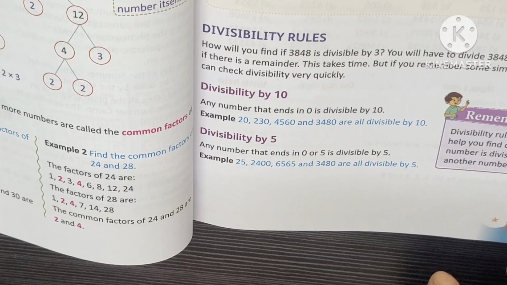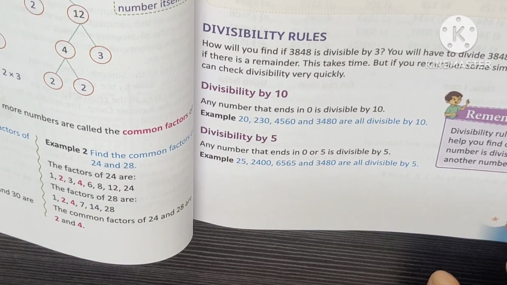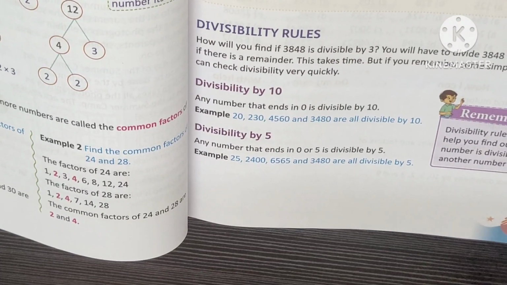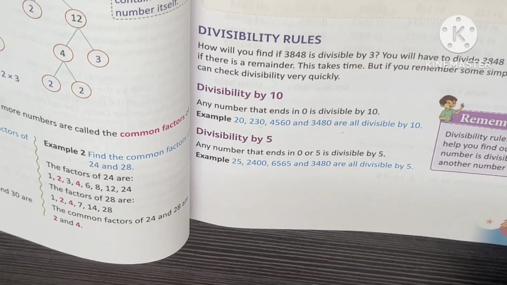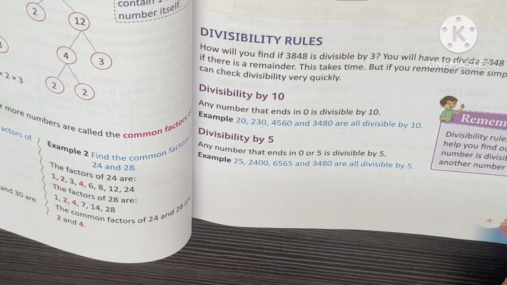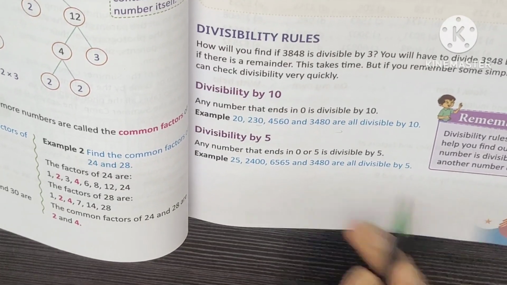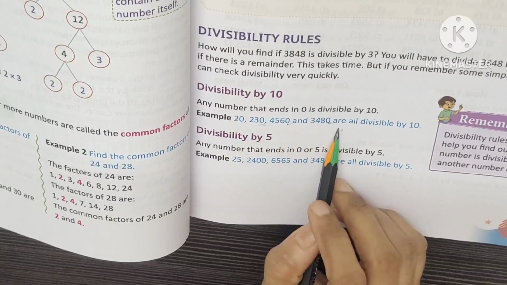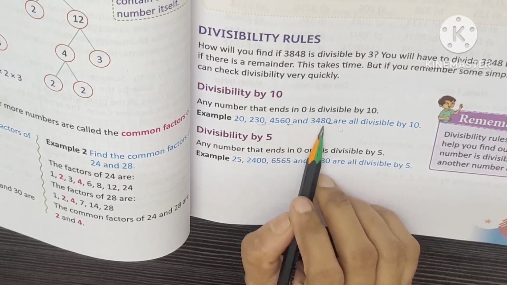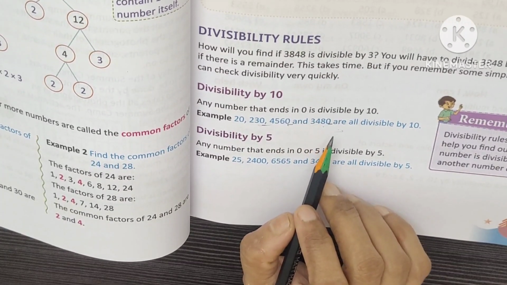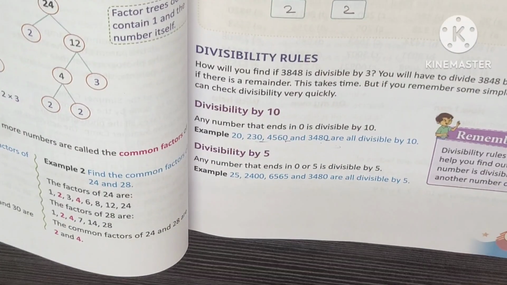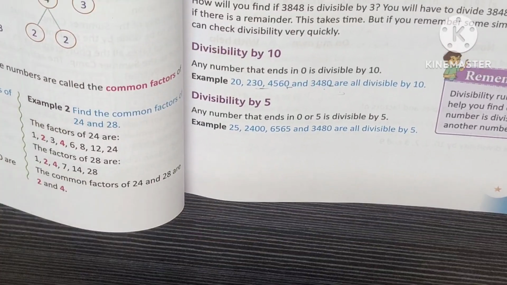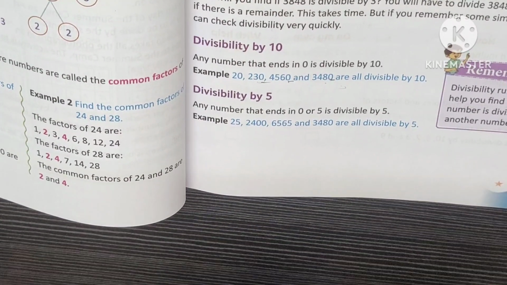Any number that ends in 0 is divisible by 10. They give examples: 20, 230, 4560. All end in 0, right? So all these numbers are divisible by 10. Remember, any number that ends in 0 is divisible by 10.